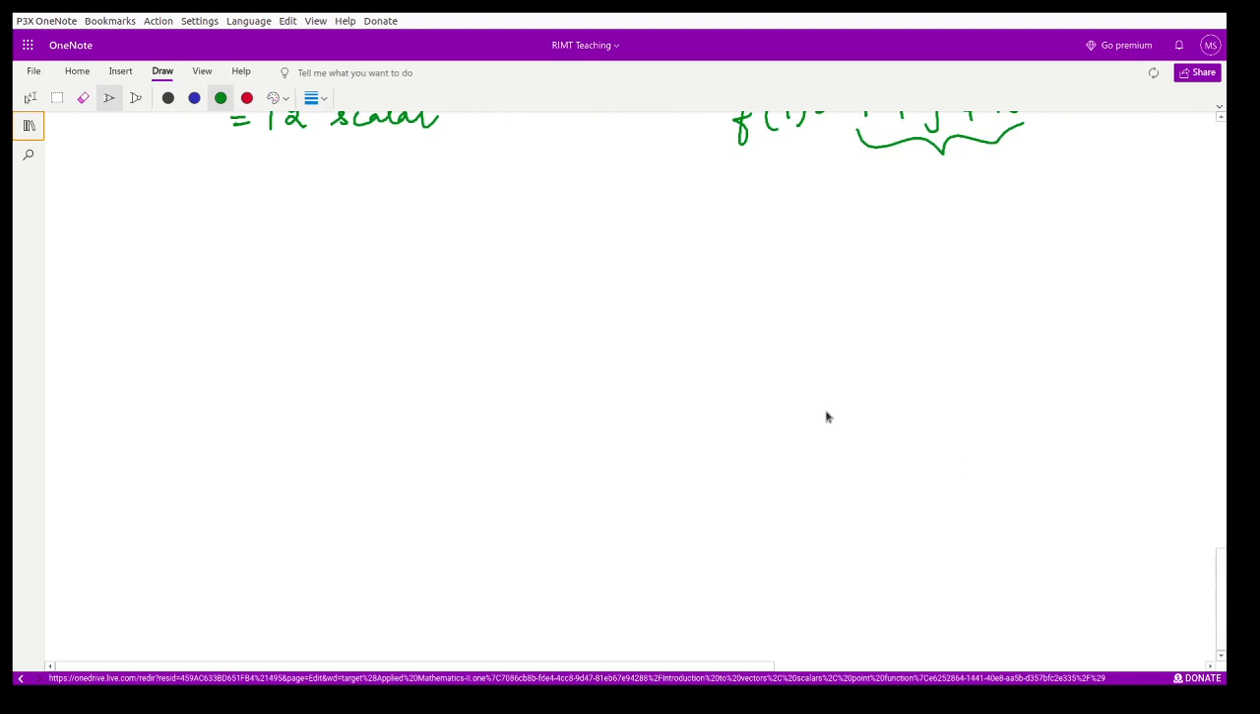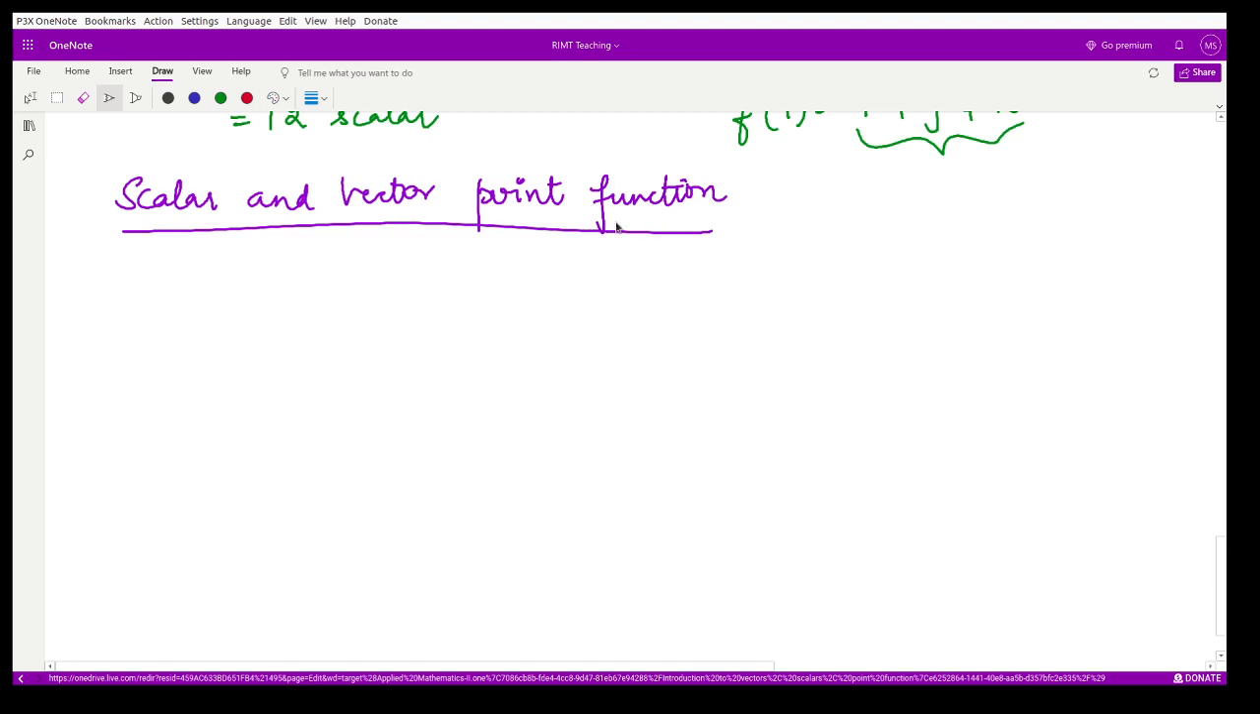And next let us define another quantity: scalar and vector point functions. Now what does point function mean? We say a variable quantity whose value at any point in a region of space depends upon the position of the point represents a point function. So first of all, you should know what a point function is.